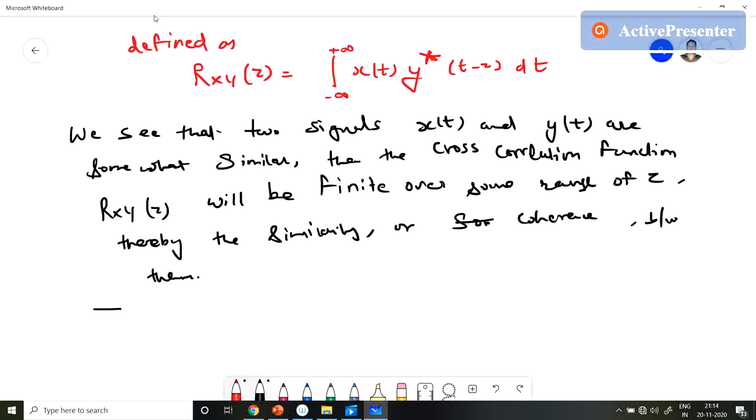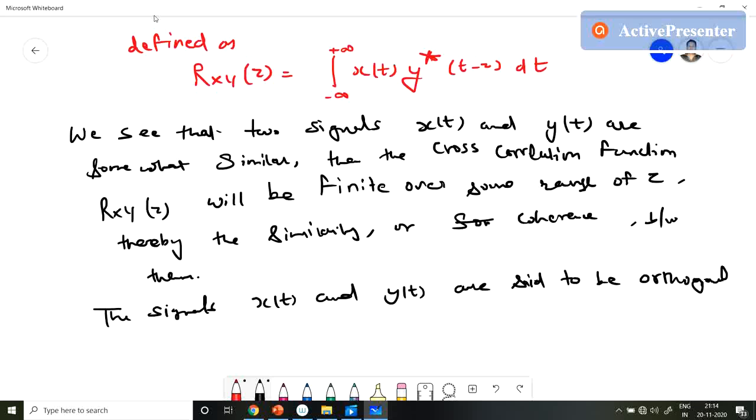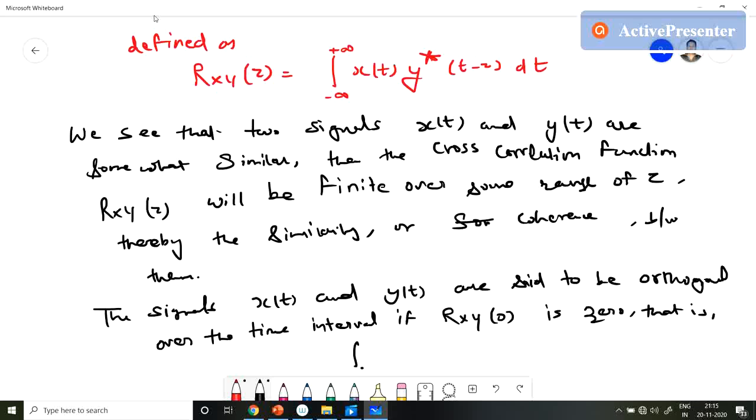The signals x(t) and y(t) are said to be orthogonal over the time interval if r_xy(0) is 0, that is, the integral from minus infinity to plus infinity of x(t) y conjugate (t) dt is equal to 0.